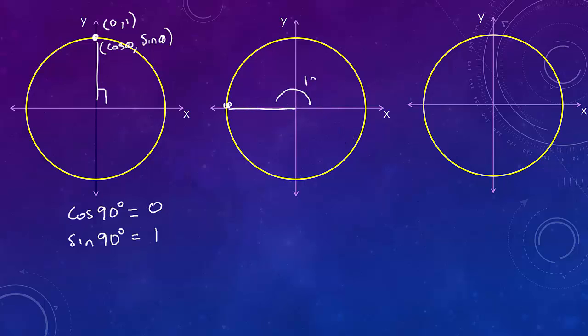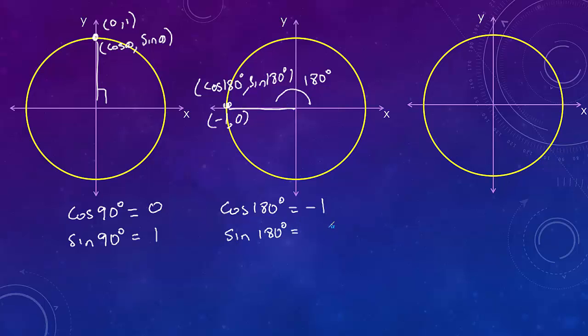Now let's come to this point just here. So we can see that the angle here is 180 degrees. So this point here is cos 180 and sine 180, but it's also clearly negative 1, 0. So the cosine of 180 degrees is negative 1, and the sine of 180 degrees is equal to 0.